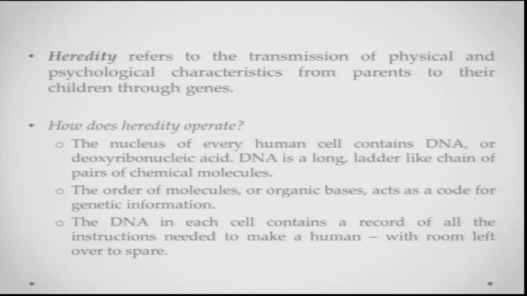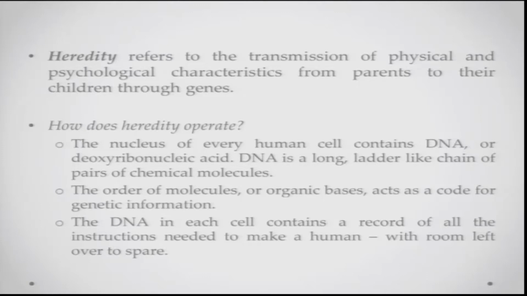Now, how does heredity operate? The nucleus of every human cell contains what is called the DNA, or the full form is deoxyribonucleic acid. Now, DNA is basically a long ladder-like chain of chemical molecules. The order of these molecules, or the organic bases, basically acts as a code of genetic information. I am sure you must have seen this helix-like figure of the DNA everywhere else, and you will see that these components are A, T, C, G and so on, and the sequence of these particular molecules encodes in itself the particular information that the DNA is supposed to transmit from one generation to the other.